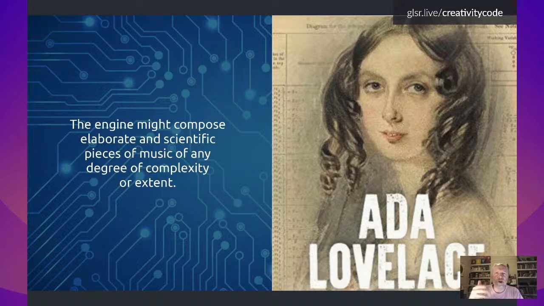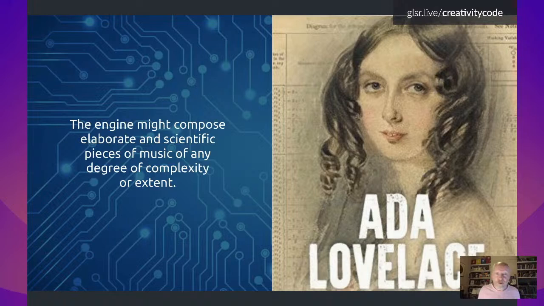And she started to write down instructions to get the machine to do perhaps more complex thought processes than just, you know, multiplication. And those notes that she wrote down, we now celebrate as the first example of computer code. And in those notes, she's already speculating that these machines might be able to do more interesting things than even just scientific things. She wrote, the engine might compose elaborate and scientific pieces of music of any degree of complexity or extent.